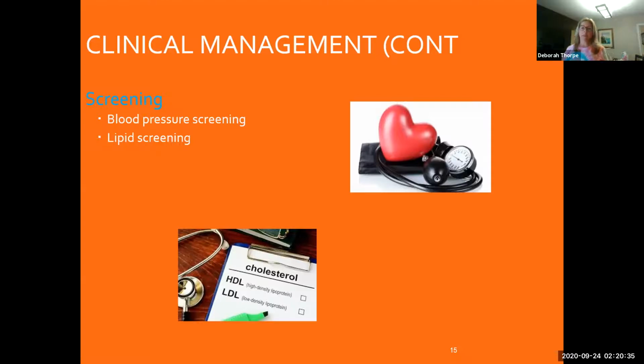So the USPSTF strongly recommends screening men ages 35 years or older for lipid disorders, and screening men ages 25 to 35 years if they are at increased risk for coronary artery disease. For women, they strongly recommend screening those ages 45 years and older for lipid disorders if they are at increased risk for coronary heart disease.